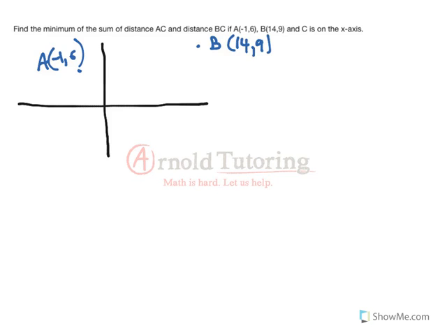Great. Now we know that C is some point on the x-axis. So let's draw it there for now. And we don't know the coordinates, we just know it's on the x-axis. So we don't know the x-coordinate, we'll call that x for now. But we know the y-coordinate will be 0, because all points on the x-axis have a y-coordinate 0. Now we're trying to find the minimum of the sum of the distance of these two lines, AC and BC.